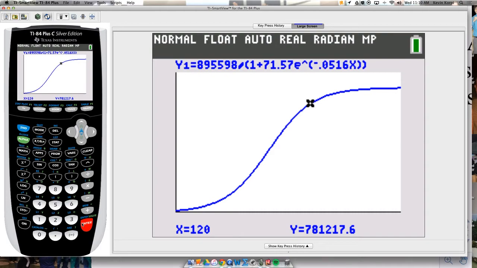781217. Did it say to round to the nearest whole person? No, so we better go ahead and put 0.6, and the units would be Alaskans or people.